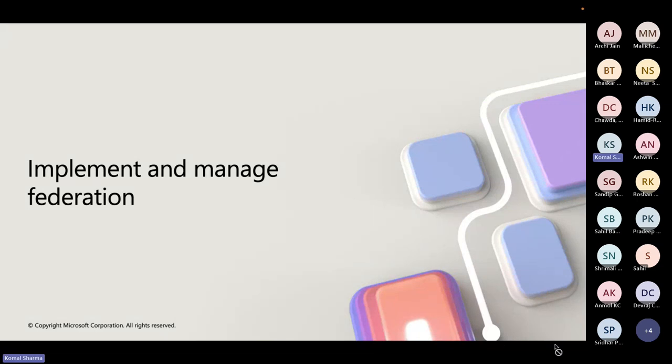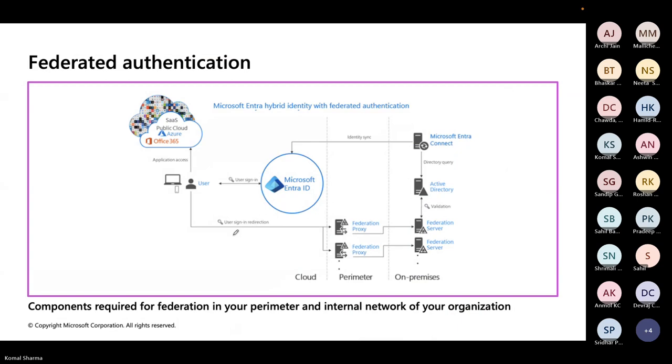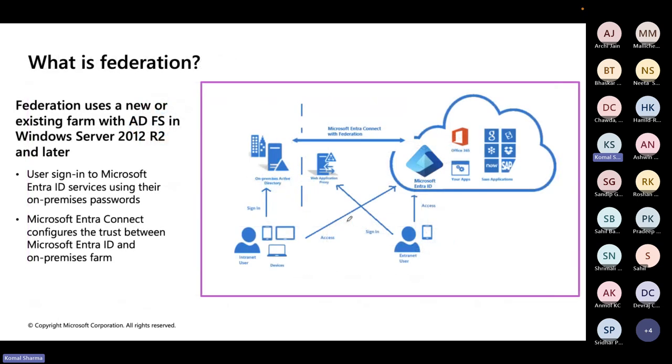Now let's understand implementing and managing the federation. In this federation, there is a federation server, as you can see, that works in between to validate the identities for sign-in purposes. So basically, what is federation? You can take it as a collection of domains that have established trust. The level of trust may vary, but typically it includes authentication and almost always includes authorization. A typical federation might include a number of organizations that have established trust for shared access to a set of resources. So you can federate your on-premises environment with Microsoft Entra ID and use this federation for authentication and authorization.